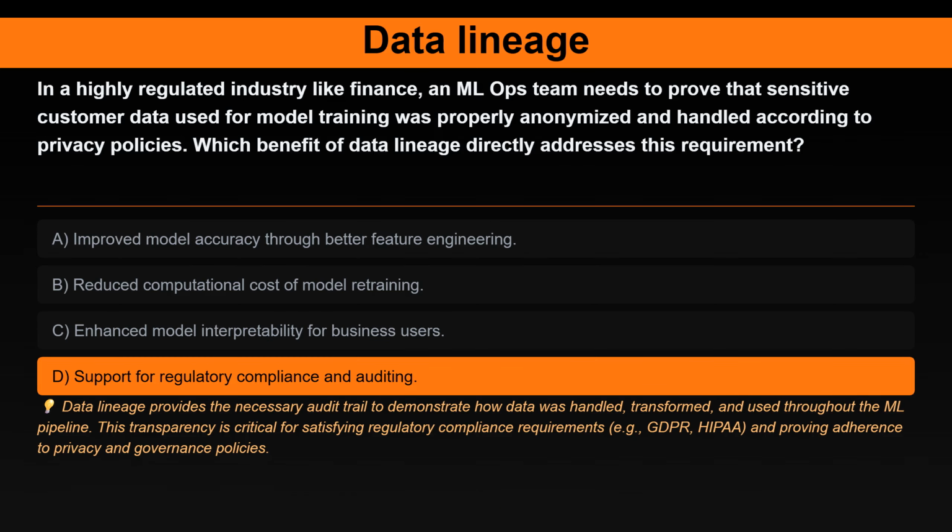The correct answer is support for regulatory compliance and auditing. Here's the explanation. Data lineage provides the necessary audit trail to demonstrate how data was handled, transformed, and used throughout the ML pipeline. This transparency is critical for satisfying regulatory compliance requirements, e.g., GDPR, HIPAA, and proving adherence to privacy and governance policies.